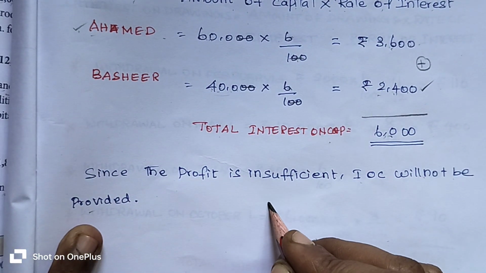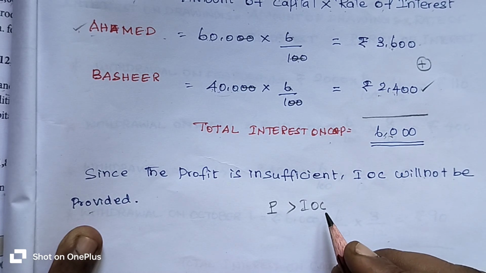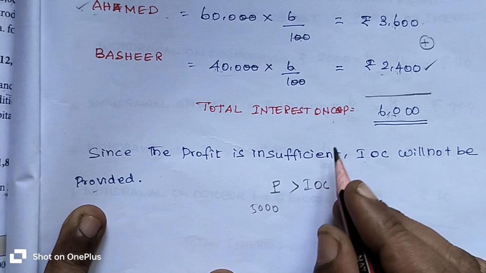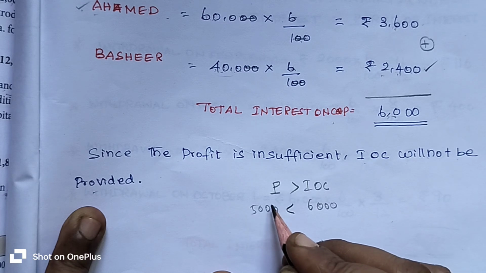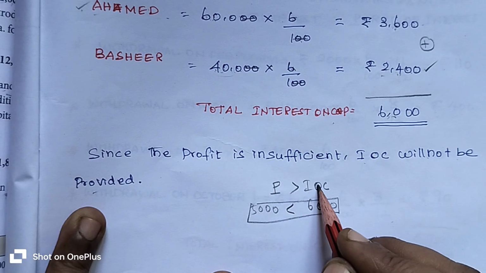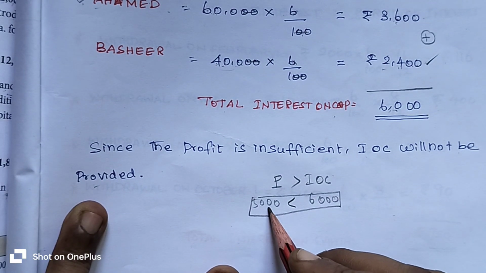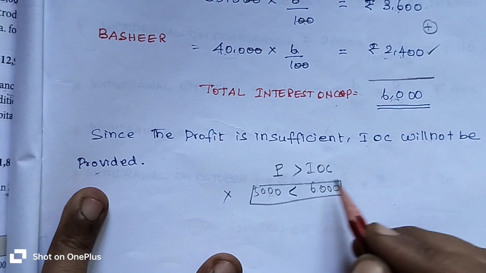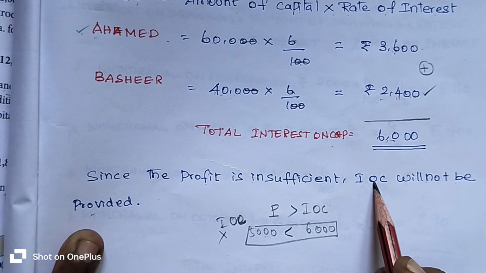Listen. What is the rule? If the profit is more than the interest on capital, only then can you provide the interest on capital. What is the profit? The profit is 5,000 rupees. Interest on capital, what do we get? 6,000 rupees. So 5,000 rupees is less than 6,000 rupees. Only if the profit is more than the interest on capital can you provide the interest on capital. Here the profit is less than the interest on capital, so you can't provide the interest on capital. Okay, so the profit is insufficient, so interest on capital will not be provided.